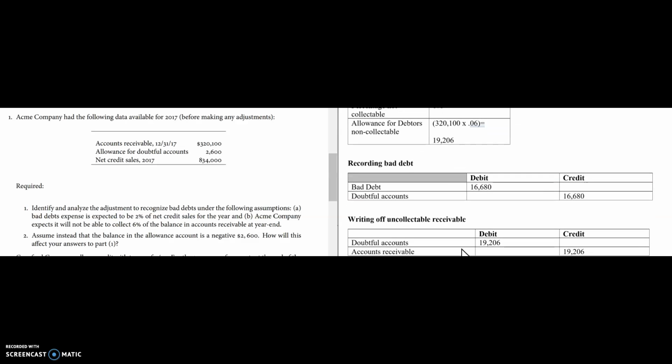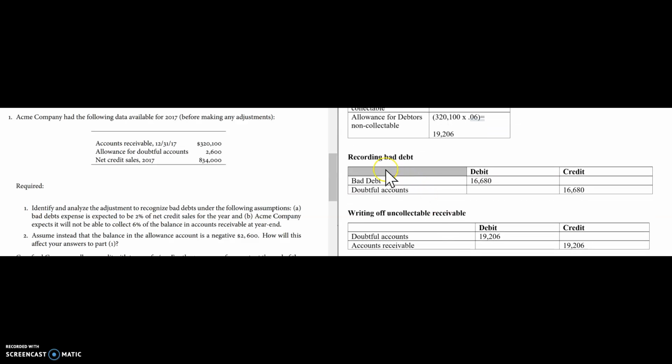As we move down here, put this in table format, we look at how we record this bad debt. So for assumption A, we record the bad debt here under debit, $16,680, and under doubtful accounts under credit at $16,680. For assumption B, we write off the uncollectible receivable under debit, doubtful accounts at $19,206, and then under accounts receivable, we write it off under credit at $19,206.